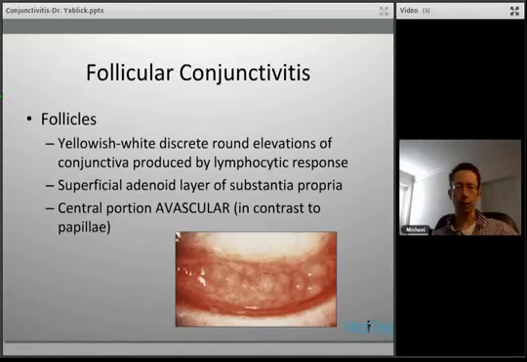Remember that these follicles are formed within the superficial adenoid layer of the substantia propria, and the central portions are actually avascular. So in contrast to papillae that have the central fibrovascular core, you don't see a center vessel within these follicles. So this is just a picture of the lower fornix here, and you can see these discrete round lesions.